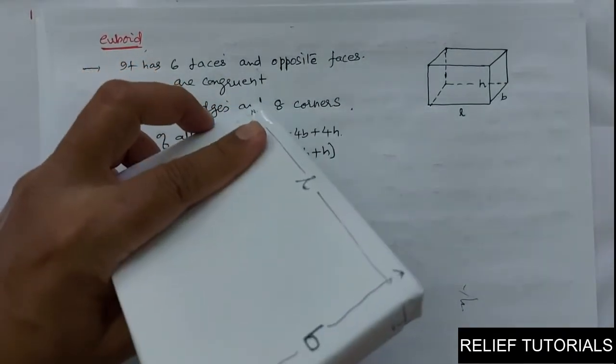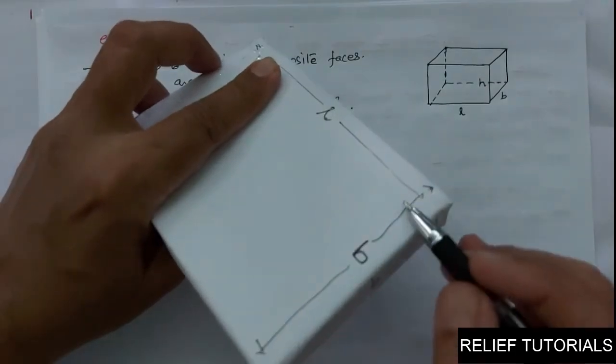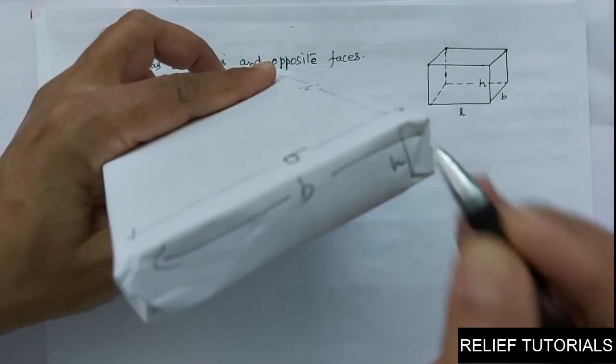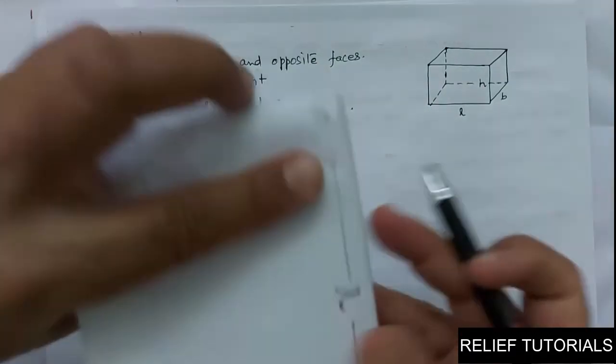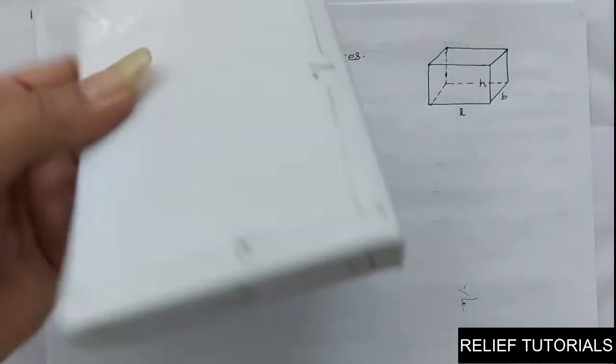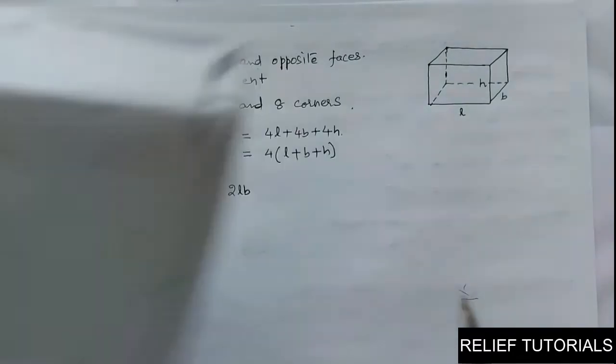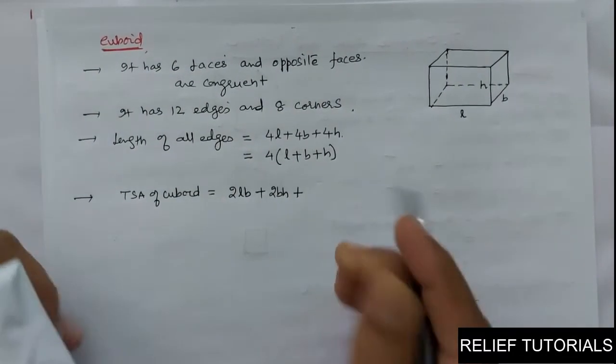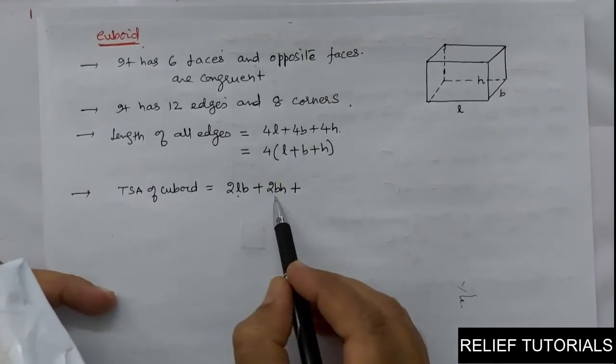Now the area of this face. This is breadth, this is also breadth. So breadth into height. Here also we will get breadth into height, because these two are congruent faces. So 2BH plus 2BH, so 2 faces, 2 faces, 4 faces.